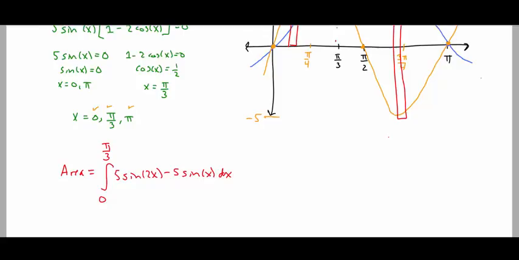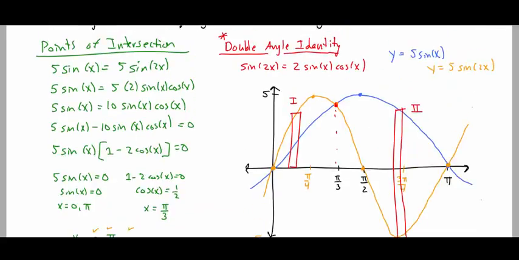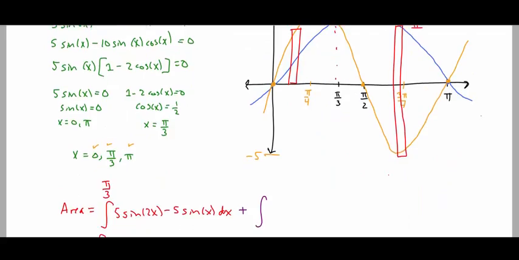Now I need my second region. My second region will go from pi over 3 to pi. Now the reason I need a second region is the upper switched from the orange to the blue curve, so I need to have a new region. So this would be pi over 3 to pi, and then my upper curve is 5 sine of x minus 5 sine of 2x dx. The orange curve is my lower curve now. So again, I have two regions here, 0 to pi over 3, my upper minus my lower, and then the upper and lower switch from pi over 3 to pi.